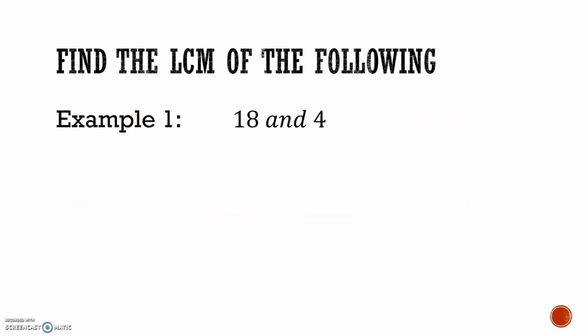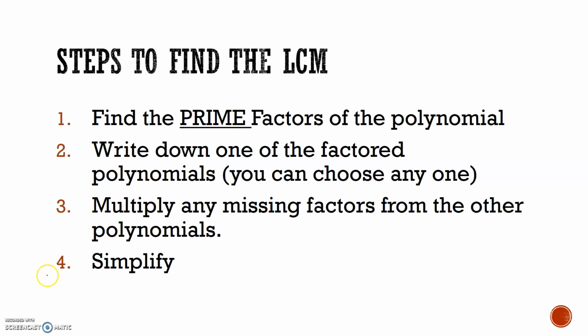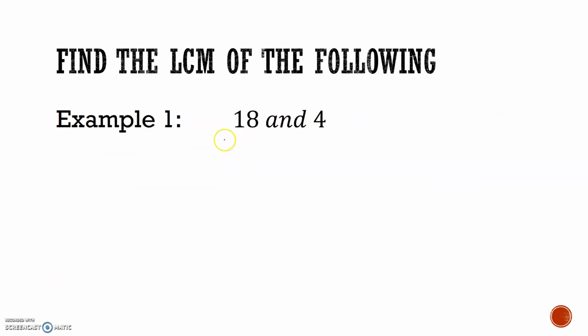So let's take a look at an example which is just from numbers. So the first thing that we do is write the prime factors of the polynomial. So for 18, to make 18, that's 2 times 3 times 3. To make 4, it is 2 times 2.